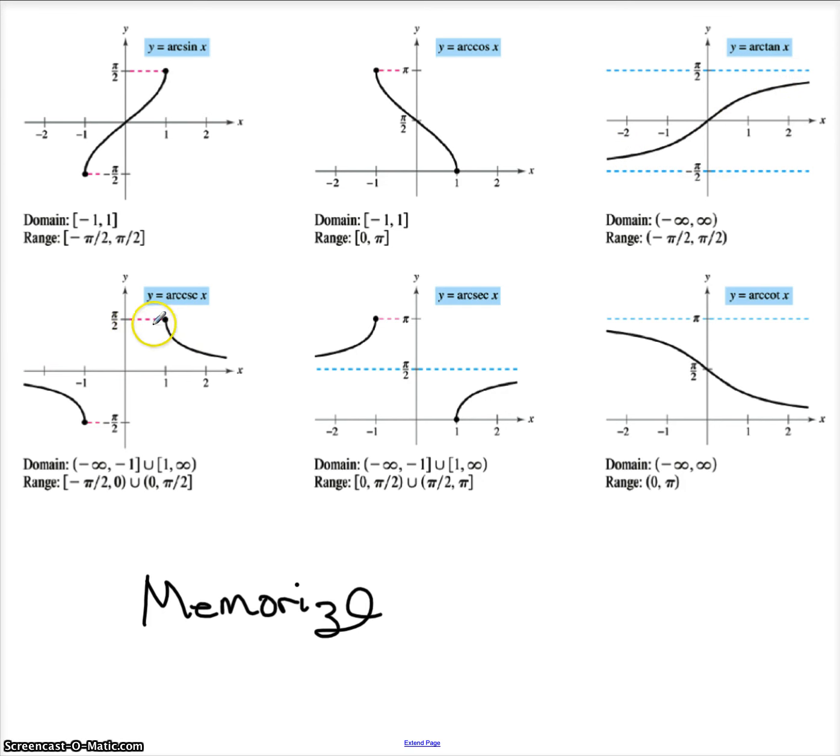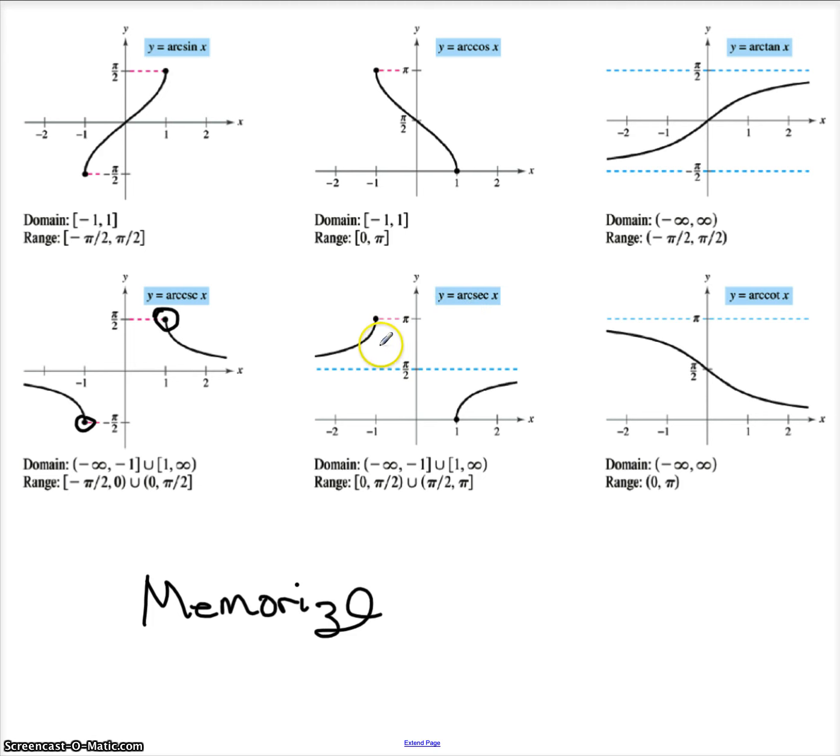If I look at arc cosecant, this is kind of a cool looking function. The domain is from -infinity to -1, and then from 1 to +infinity. The range is from -pi over 2 up to 0, and you see that's open. And then from 0, again open, up to pi over 2. Now you'll notice these points are included, but of course the 0 here is not.